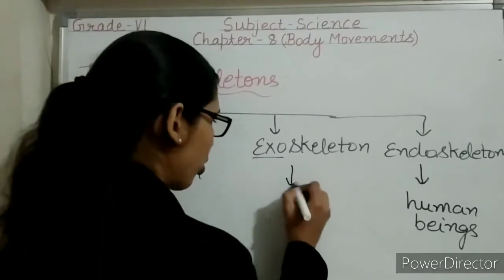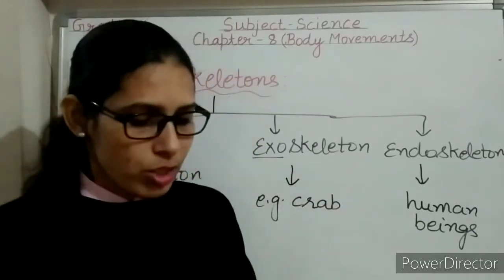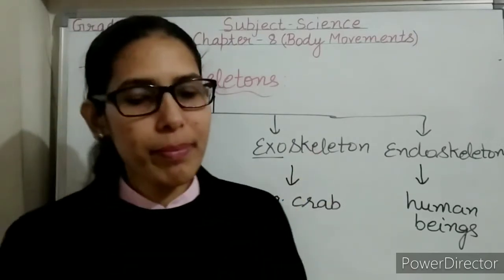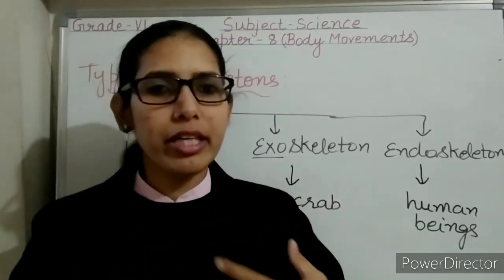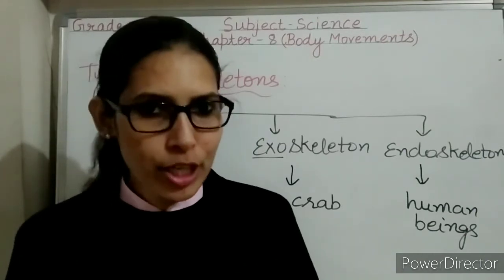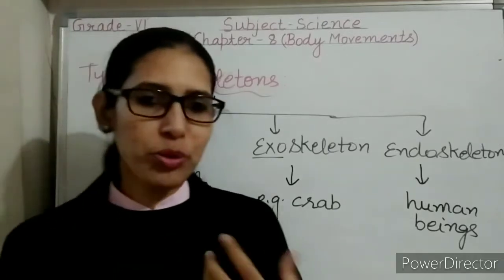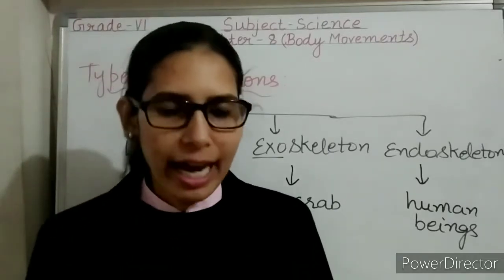Examples of exoskeleton are crab and cockroach. So exoskeleton is the skeleton present outside the body. It provides protection, support, and it also allows the movement at the joints. So it was about the different types of skeleton, or you can say the skeleton of the various animals.